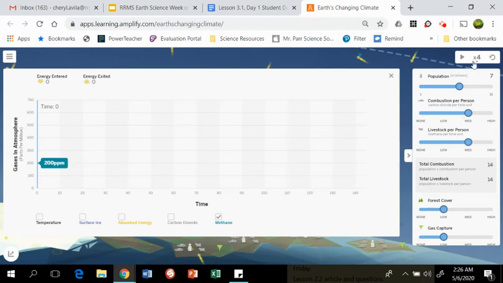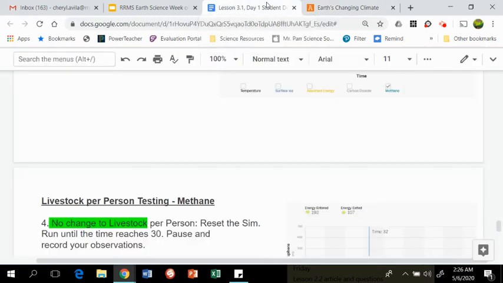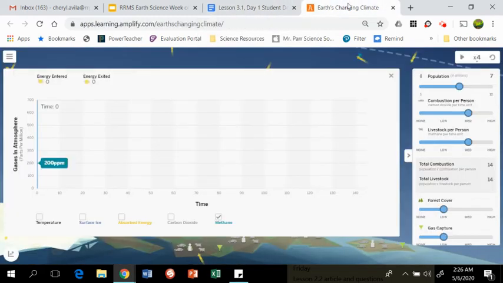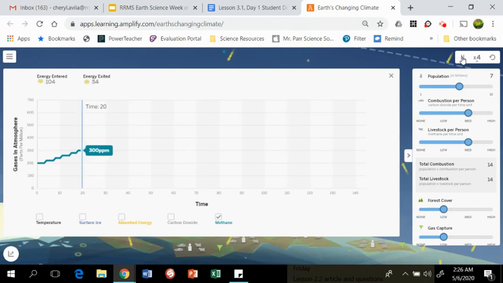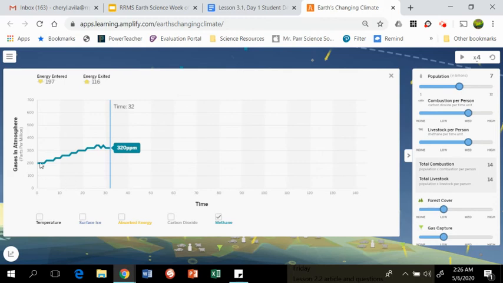Okay, so I set my timer at 4. I pulled up my graph. I'm focusing on methane. I'm going to run it as normal. This is basically changing nothing. Everything is as it is now. Kind of gives you an idea of our trajectory right now. So the methane would steadily increase.